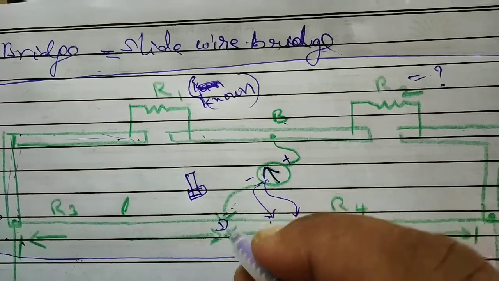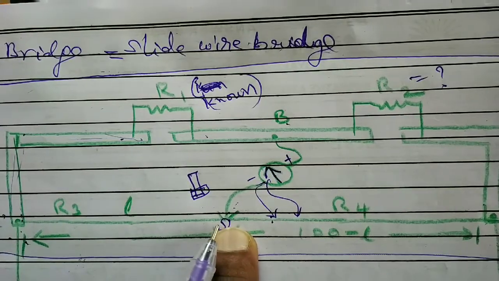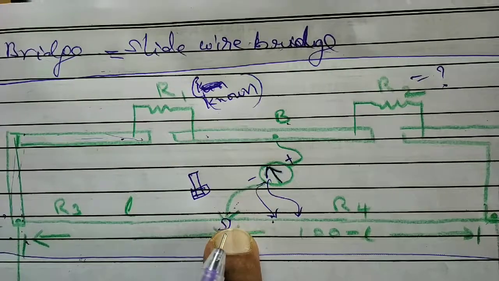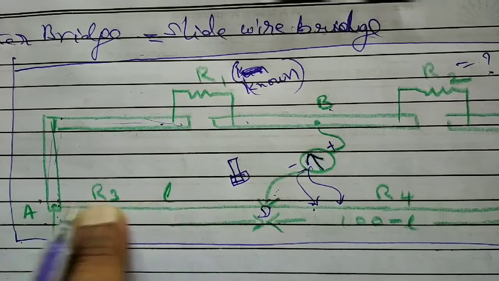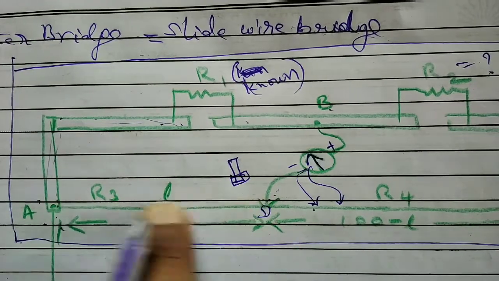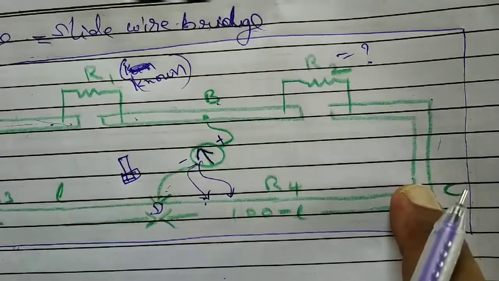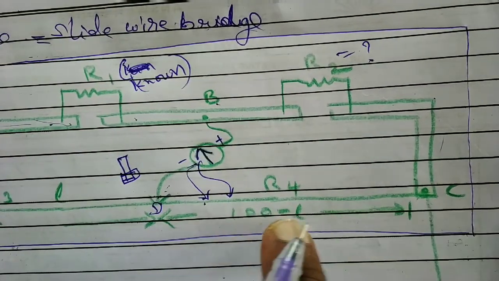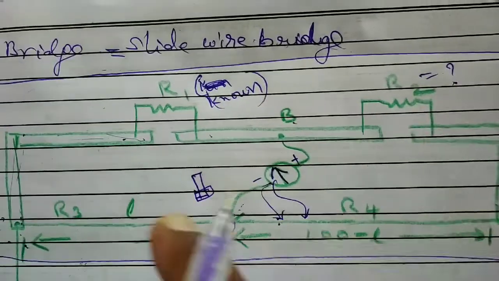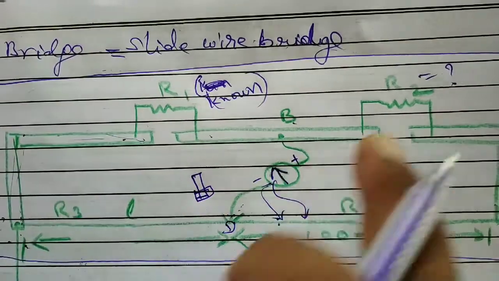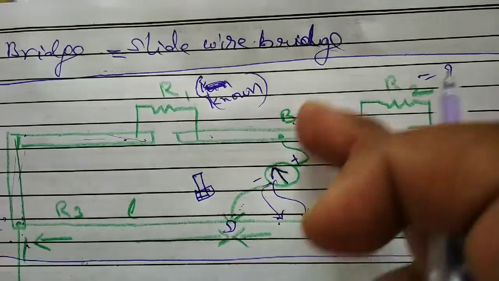So point D we have to search over the wire AC. Point D we will find after searching. After finding D, then for the third resistor, A to D, one resistor is this wire, from A to D, whose length is L. It is one resistor. And D to C, another resistor whose length is 100 minus L. This is R4. So this is R3, this is R4. In that way, totally there are 4 resistors: 1, 2, 3, 4. And battery is connected and galvanometer is connected.